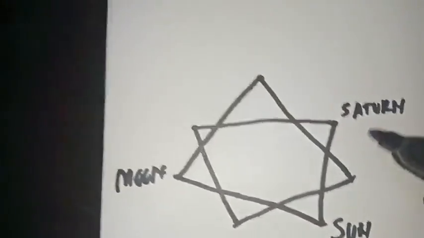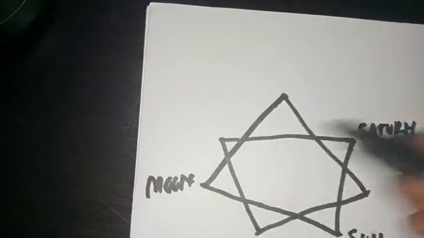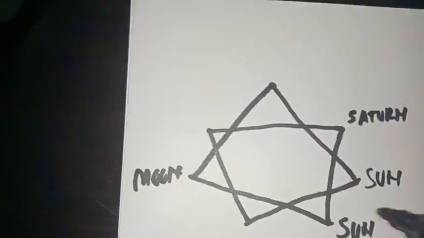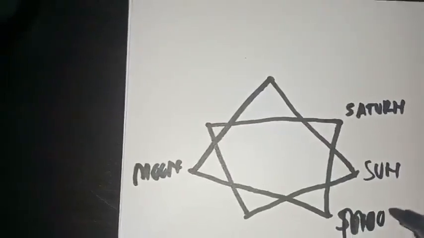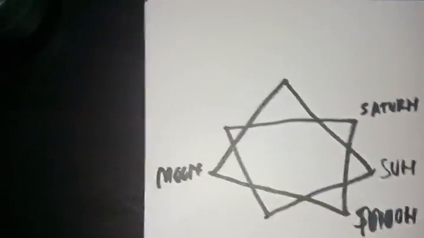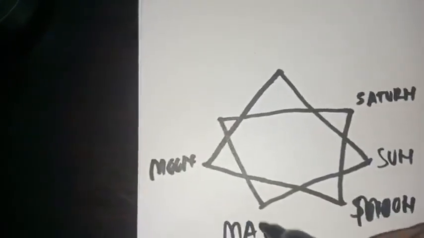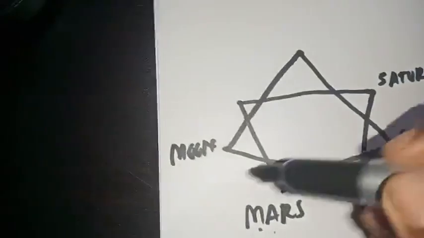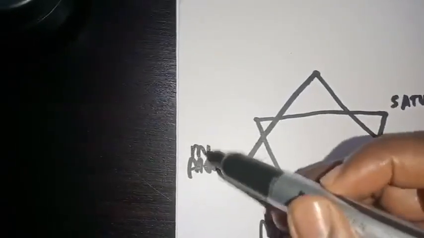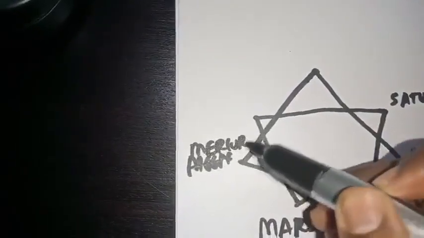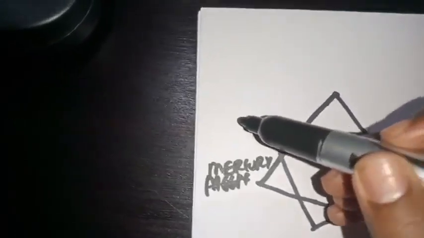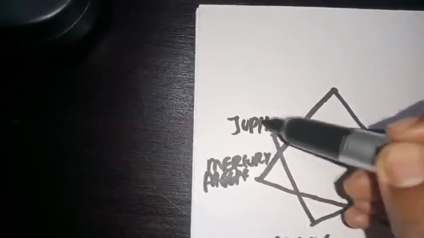Saturn, and then this is the order. One, two, like we go clockwise. Saturday, Sunday, Monday, and then Tuesday, which is Mars. And then Wednesday is Mercury. And then Thursday is Jupiter.